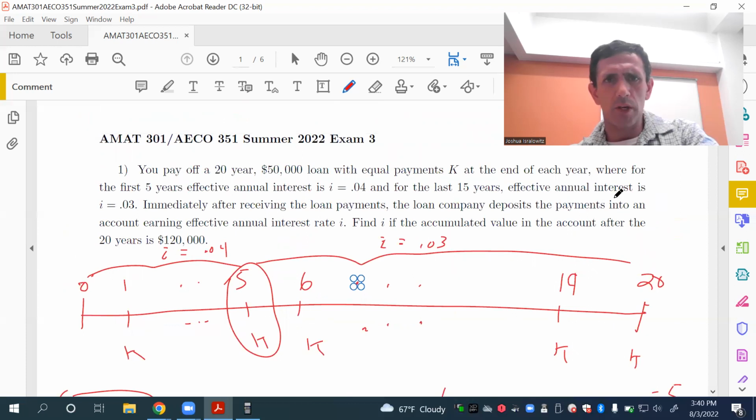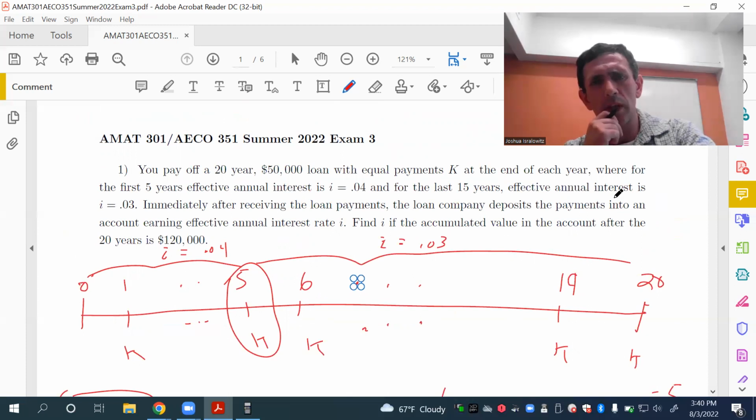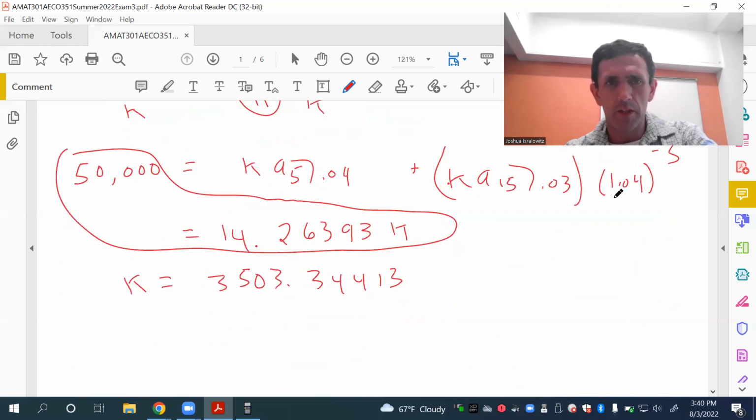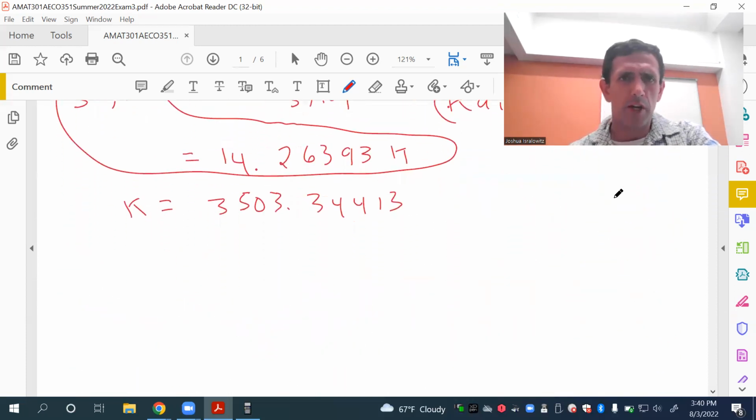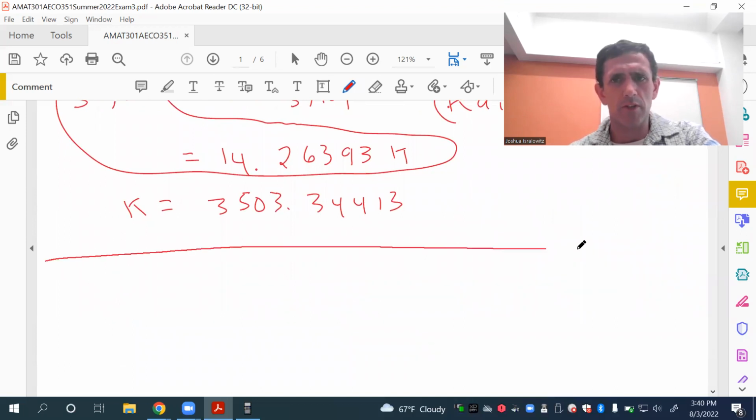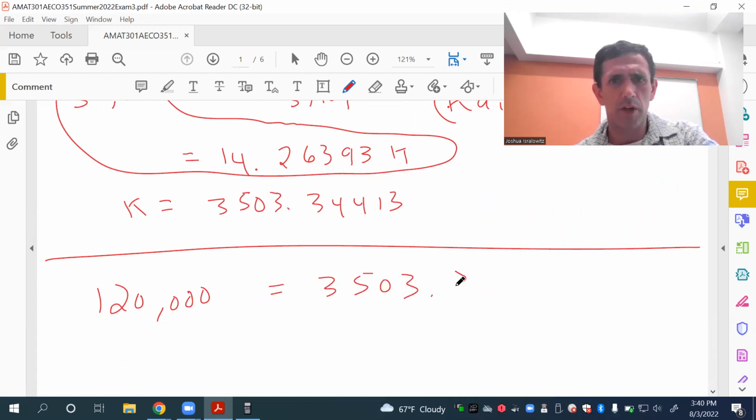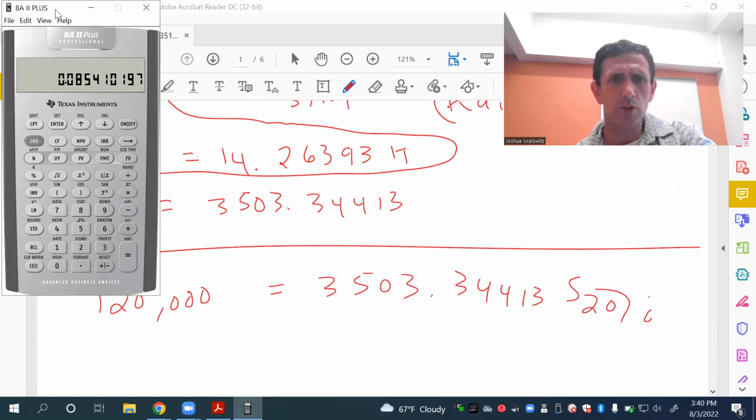All right, so now the accumulated value in this new account after 20 years is 120,000, where the loan company is depositing these payments into this new account. So you know the payments are 3503 and roughly 34 cents. Accumulated value is 120,000. So 120,000 is 3503.34413, 20 payments at this unknown interest rate I. As usual, we just plop this into the calculator.